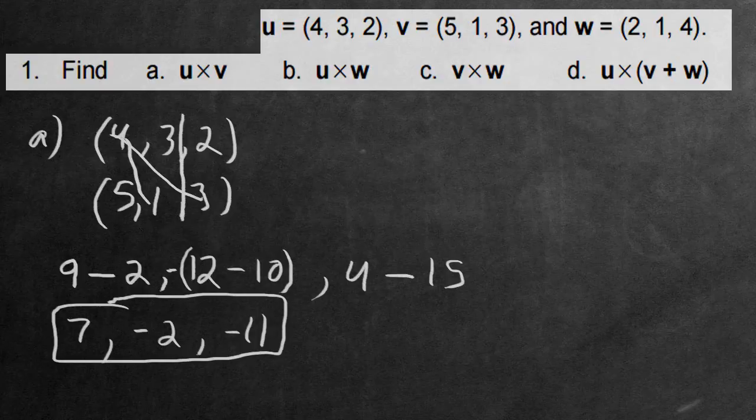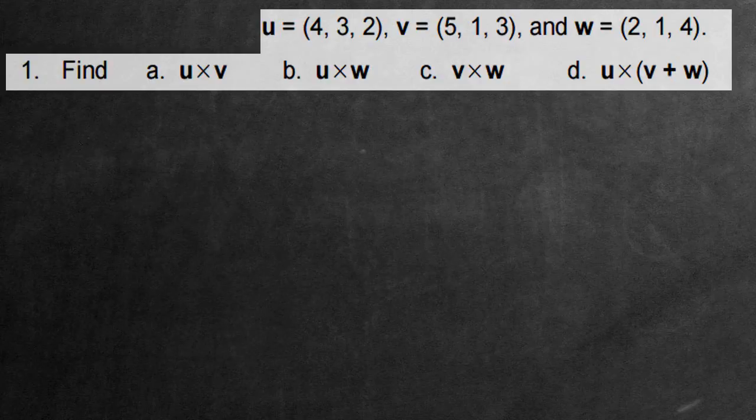Let's move on to question B. Similarly to question A, we're going to be using the same procedure. Let's write down 4, 3, and 2 for the first vector, the u vector, and we're crossing it with the w vector this time, not the v vector. So let's put the w vector underneath: 2, 1, and 4. Now let's do the same procedure, the 3 times the 4 and the 2 times the 1.